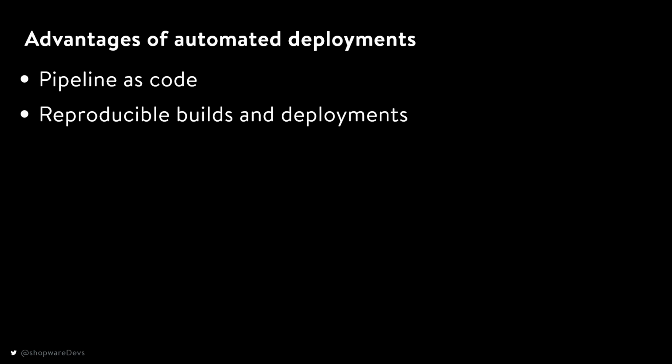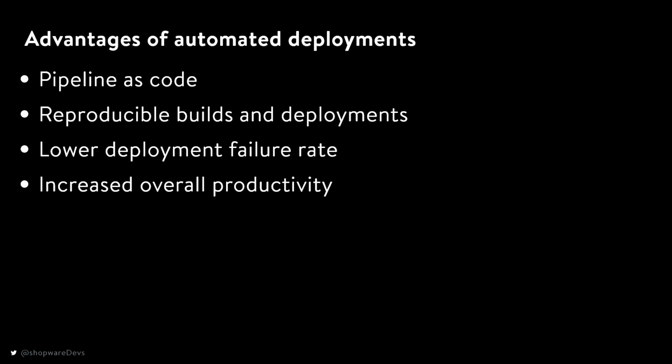A nice side effect of pipelines as code is that Git takes care of versioning the deployment workflow and that you can deploy old versions of your application with the correct dependencies. Also, the failure rate of automized deployments is much lower compared to manual deployments. Last but not least, automated deployments improve the overall productivity and allow the developers to focus on actual testing. Let's stay on the topic of productivity for a moment.